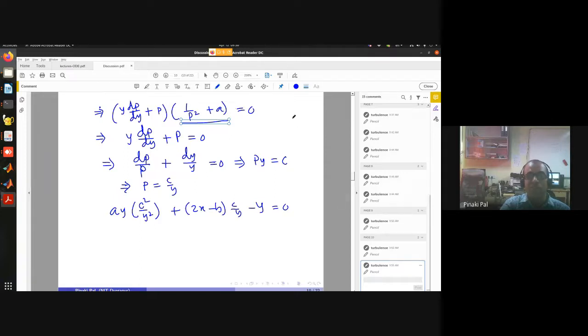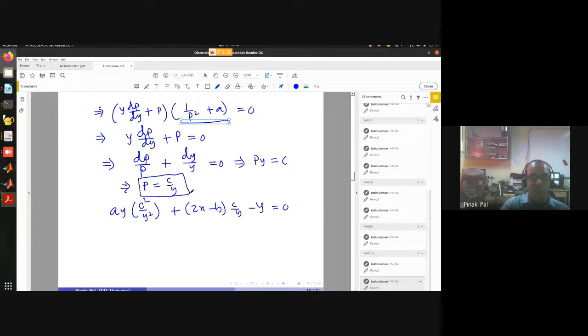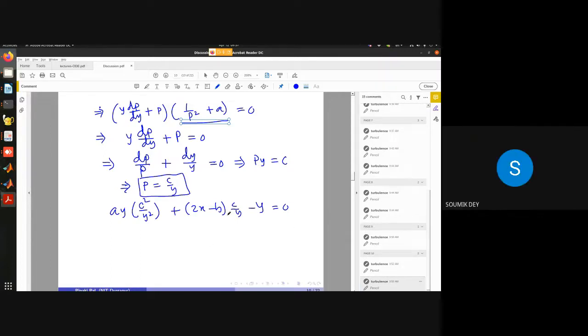A b equal to 0. If b is not equal to 0, then a must be equal to 0. That is the way. y dp by dy plus p equal to 0. And then we proceeded and found this. And next we eliminate p from this and the original equation to get the general solution. So we get a general solution.